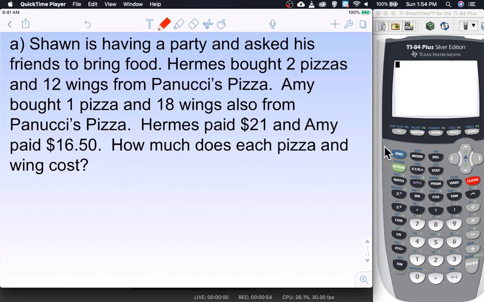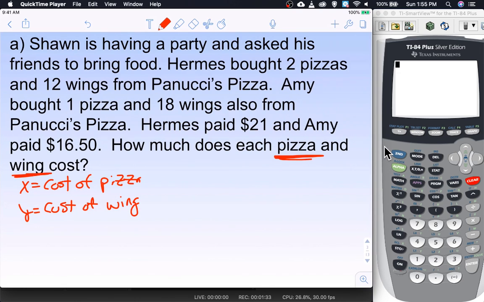We know it's a system of equations because there's actually 2 things we need to find. We need 2 variables: the cost of each pizza and the cost of each wing. So that would be our x and our y variable. The first thing we should usually do whenever doing a word problem is define our variables, so everybody understands what we're using as x and y. So x is going to be the cost of a pizza, and y is going to be the cost of a wing.